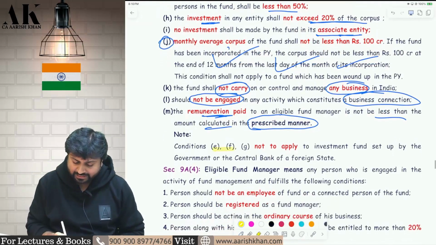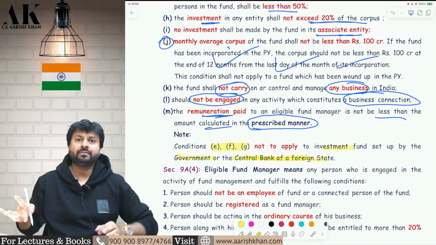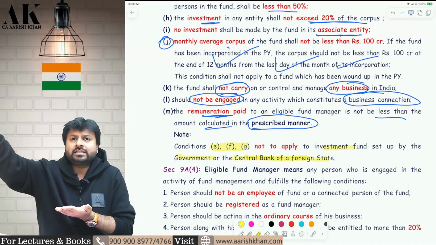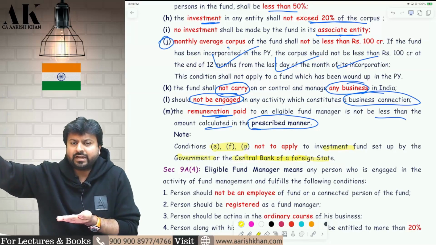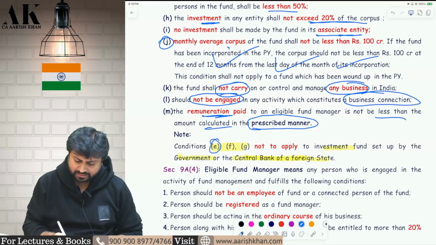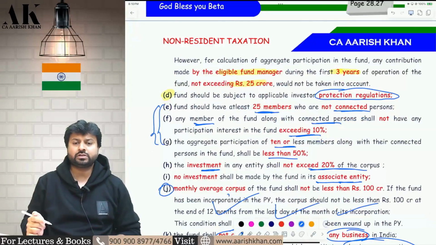Now, conditions E, F, G are not applicable if the fund belongs to the government of a foreign country or if it belongs to the central bank of a foreign country. So, if the fund is the government of a foreign country which is investing, or the central bank of a foreign country, then these three conditions are not applicable. Which conditions? E, F and G, which I have already told you. These 3 conditions are not applicable to certain people.